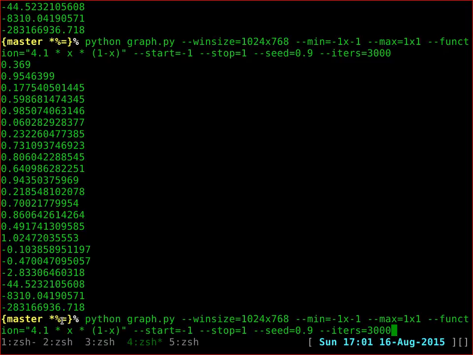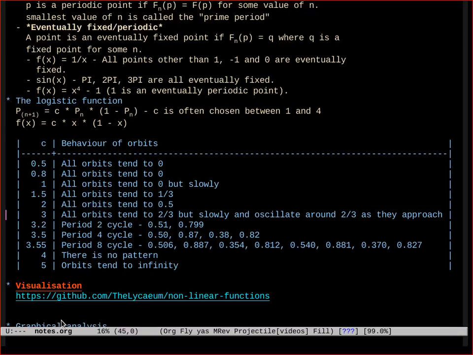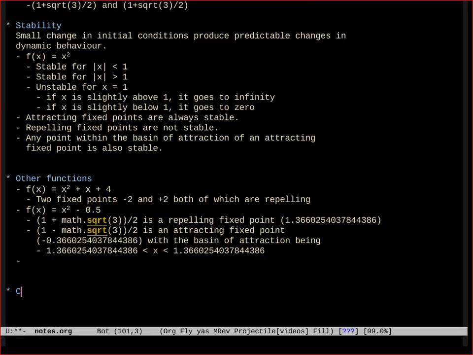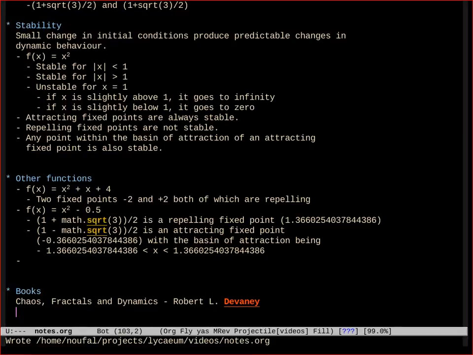I have some notes in some of the videos about the textbook which I've used for this. If you're interested, the textbook is called, let's mention it over here. The book which I've used for this is called Chaos, Fractals, and Dynamics by Robert Devaney. This is a textbook which I've used for this.